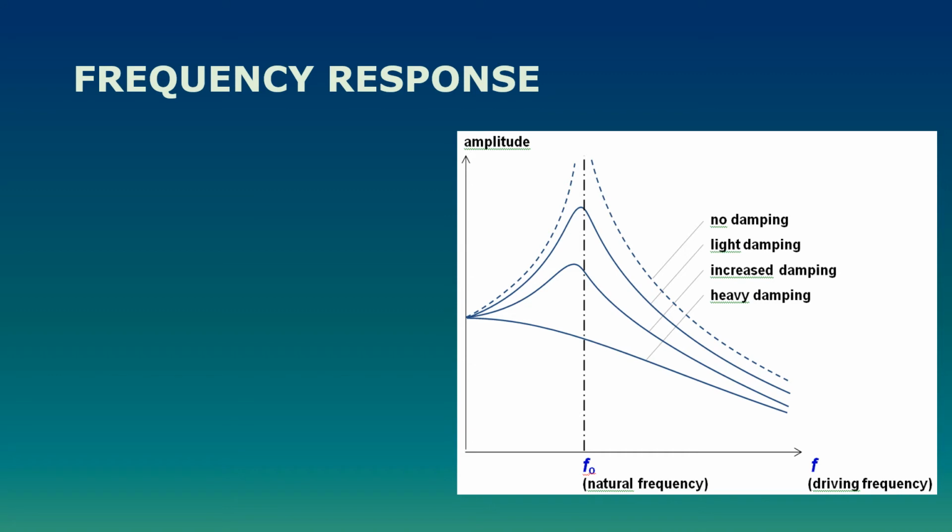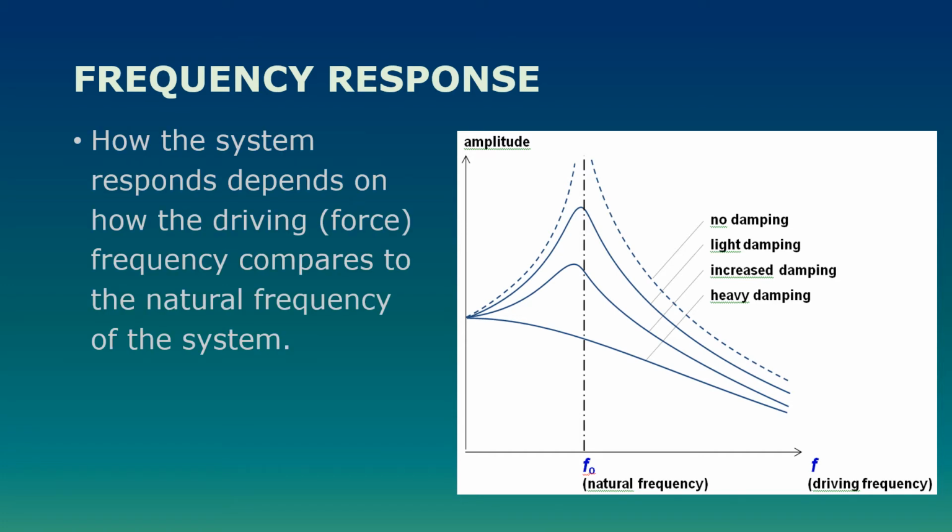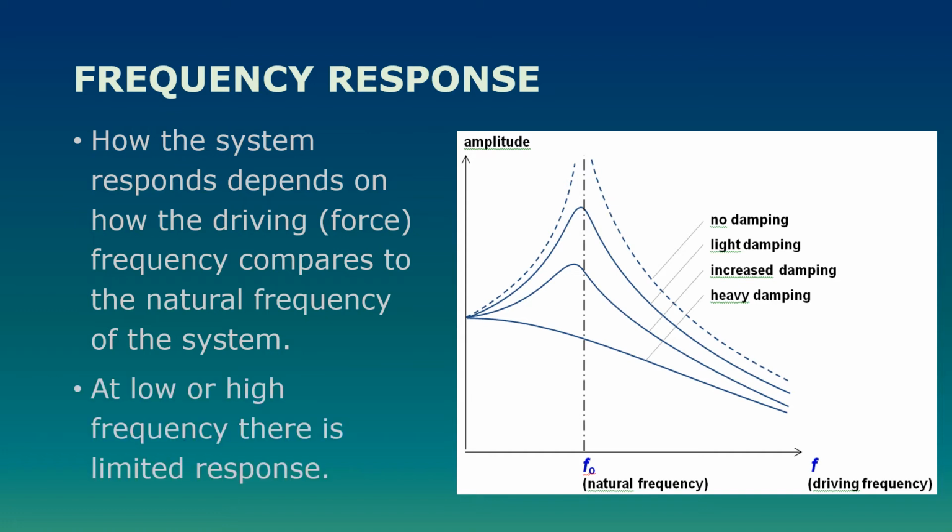So if we look at a frequency response curve, what actually happens at different values here. Okay, so the frequency response curve essentially tells us how the system responds depending on how the driving force frequency compares to the natural frequency of the system. And at high or low frequencies, there's quite a limited response. So essentially, if we go back to the child on a swing example, if you push the child only every 3 or 4 cycles, so at a lower frequency, then the motion will be allowed to damp out between, and you won't get much response.